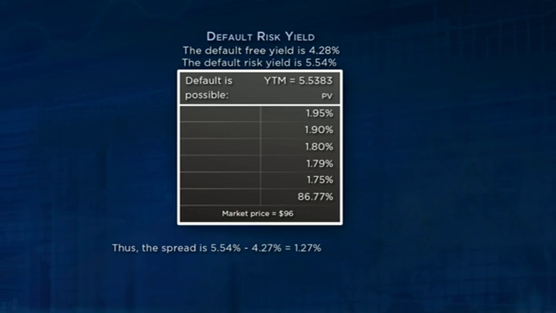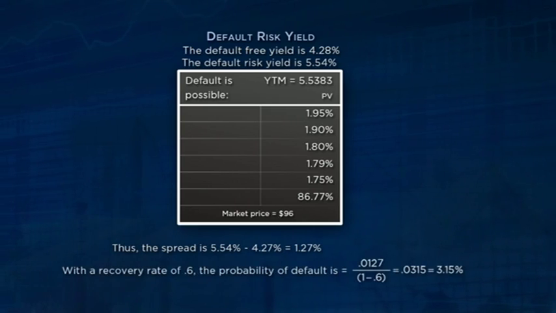Thus, the spread is going to be what? 5.54% minus the 4.27%, which gives us a spread of 1.27%. If we assume a recovery rate of 0.6, then the probability of default is going to be equal to this 1.2% divided by 1 minus 0.6. This gives us a value of 0.0315 or 3.15%.